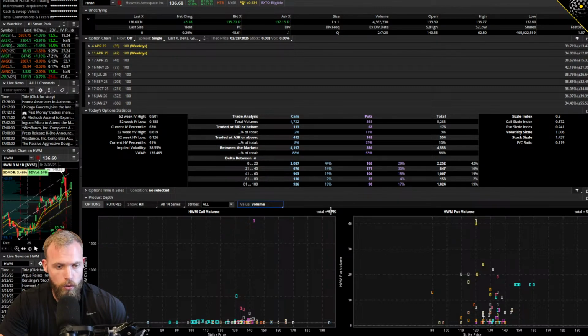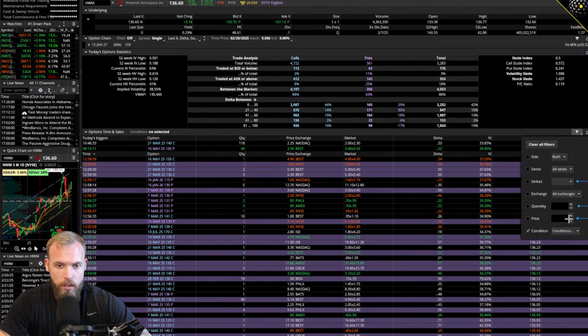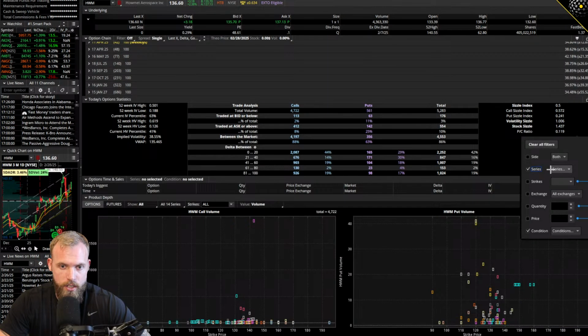1921 of these total contracts traded there. Interesting. So what could I do now? I could then say, I'm curious specifically about these 143s. Do I think these 143s were bought or sold? Simple. We can come in here and we can filter this. We can say, I only want to look at the call side in that specific series.